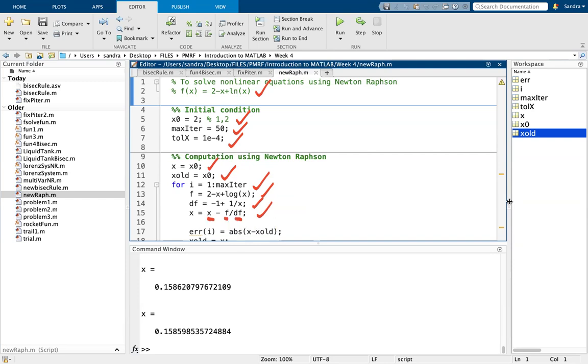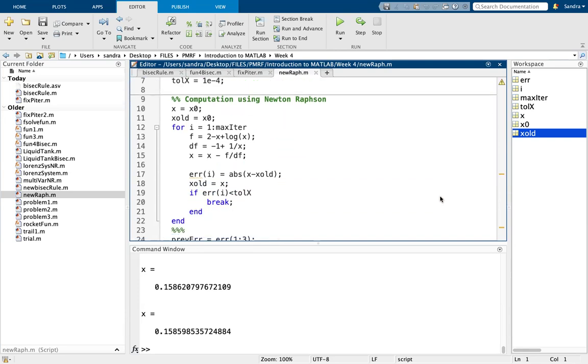Now I have to see what the error value is. Error is the difference between the new x value and the old x value. After calculating error, I update the old x value. If the error is below the tolerance level, I break, and when I break, it will be out of this loop. I'll be reaching here, completely out of the loop. So that is how I update.